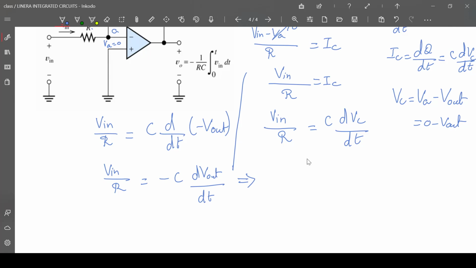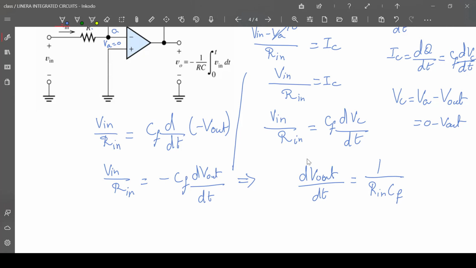dV naught by dt, dV out by dt is equal to minus 1 by, this can be represented as CF, the feedback capacitance. So the capacitor is the feedback capacitor, so I am representing it as CF in order to avoid confusion. So 1 by R in and CF. I am going to represent this as R in, the input resistance. R in is nothing but the input resistance.